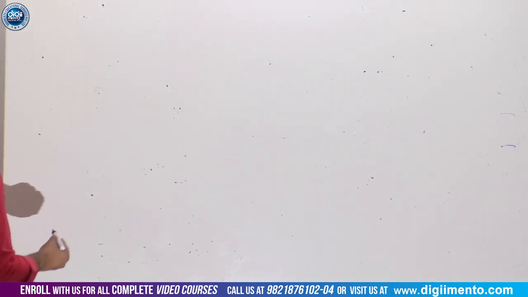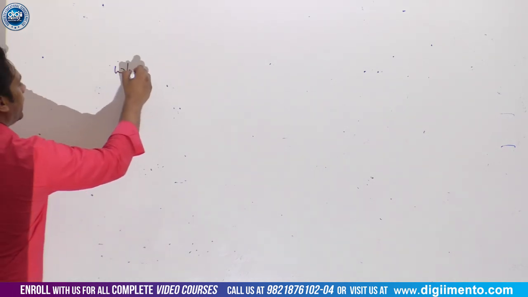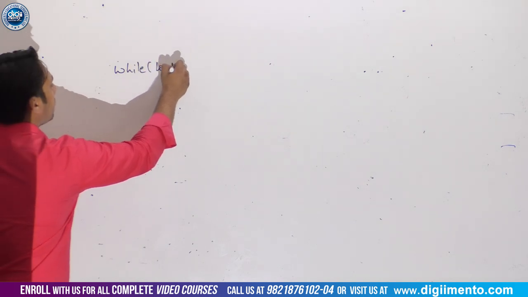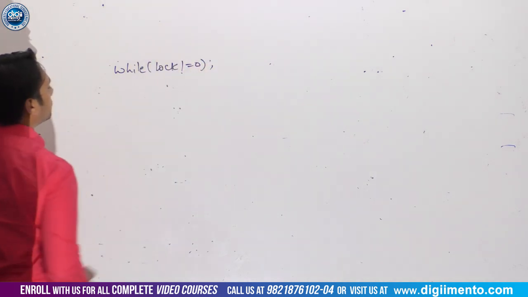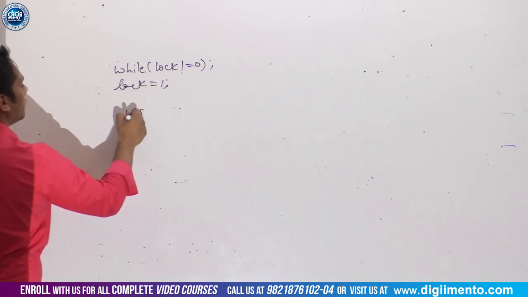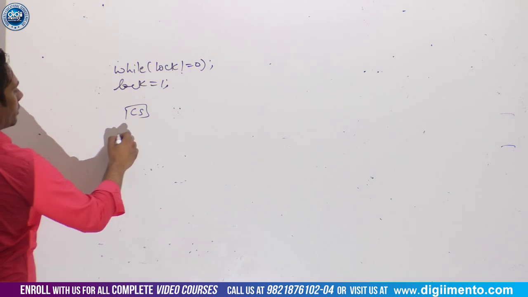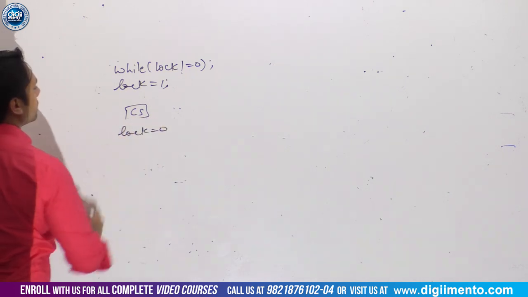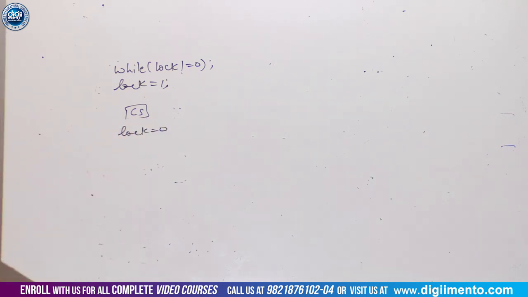See, when you have a lock variable, it is something like this. While lock is not equal to 0, we are going to make lock equal to 1. There's a critical section, then we are going to make lock equal to 0. This is the program. Look at it here. This is the program.